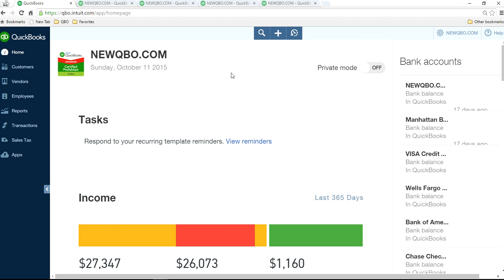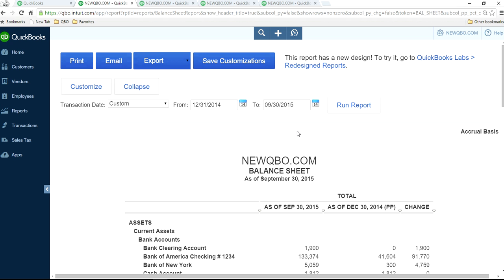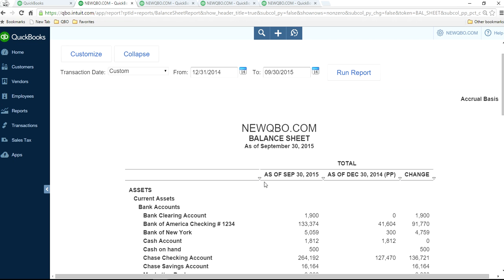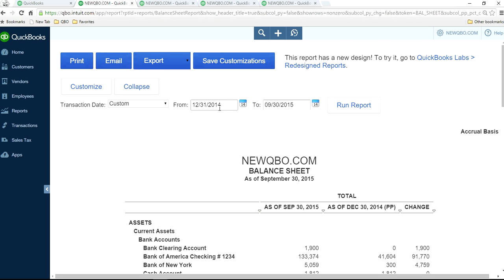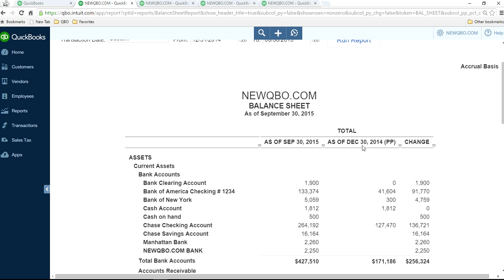In order to do the cash flow forecast, you will need to run a couple of financial reports. The first one is the balance sheet report. When I did the first video on the statement of cash flows, I did it for 9 months of 2015, January 1 through September 30th. So in order to get the change, you need to run the report from 12/31/2014 through September 30th, 2015, on accrual basis. Once you run this report, you will see the change from December 31st to September 30th. That's the pure 9 months change.